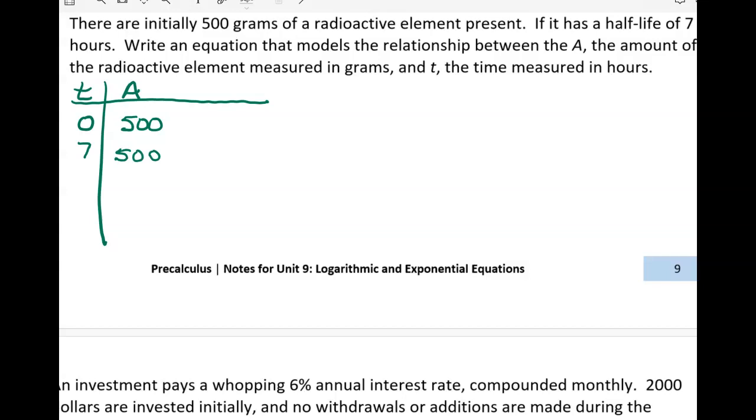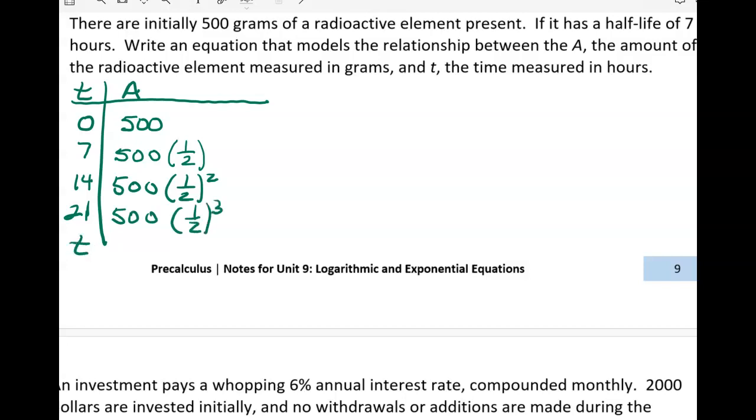So you can find half of an amount in a couple of different ways. You can divide by 2, but it's going to be better for us probably to write this as times 1/2. After a second half-life, so after another 7 hours, t equals 14, the amount gets multiplied by 1/2 again. And at t equals 21, or after 3 half-lives, the amount gets multiplied by 1/2 again. So if t is a variable, then the amount is 500 times 1/2 to the, and now let's figure out what's happening with our exponent.